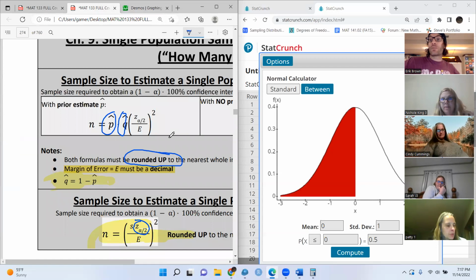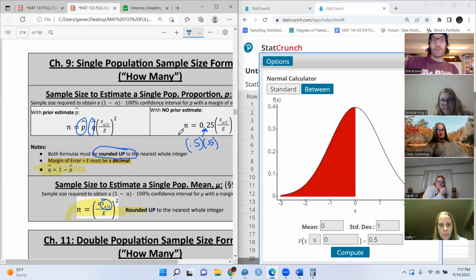Gotcha. That's why I say, here's what's in my head. Figure out what it is that we're working with, mean or proportion. It said mean. Here's the mean one. Ignore everything else. There's your formula. If it said proportion, here's proportion. Now we have to pick between these two. So then you have to look: is there a prior estimate or is there not?